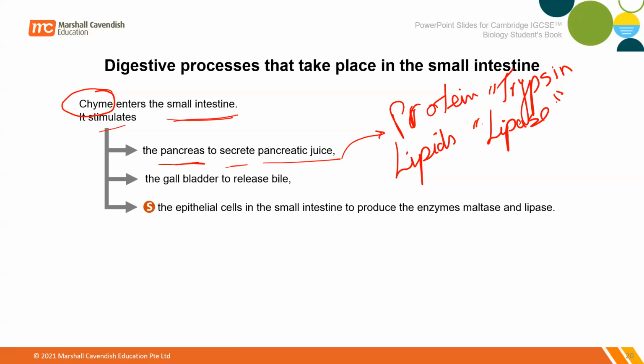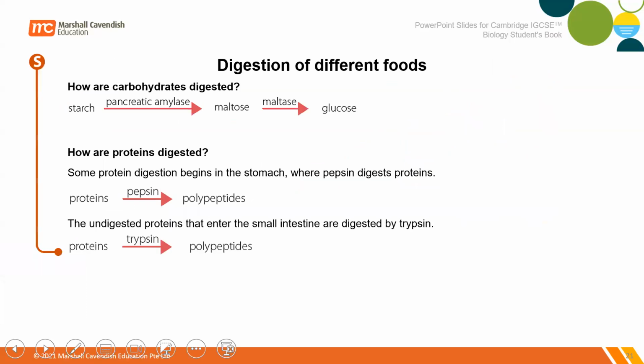Okay? The gallbladder will release bile. Bile is a chemical substance that will break down fats into small granules. So it will change fat globules into small fat globules in order to give a chance for the lipase enzyme to work on it. So enzymes will be produced such as maltase enzyme, lipase enzyme, and trypsin also.